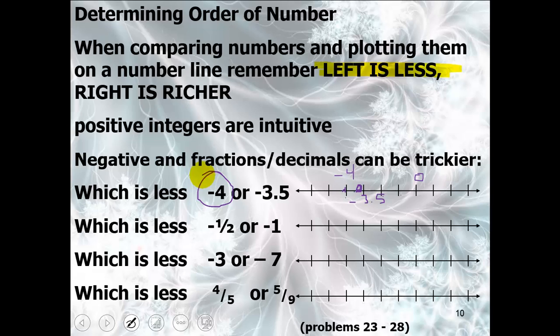Which is less, negative 1/2 or negative 1? Well, let's say that this is 0. This is negative 1. So I'm going to put a dot here. Now, where would negative 1/2 be? Well, it's going to be between 0 and negative 1. So here's negative 1/2. Which one is less? It's the one to the left. So that means negative 1 is less. All right? Why don't you try the last two on your own and then come back and see if you got it right.